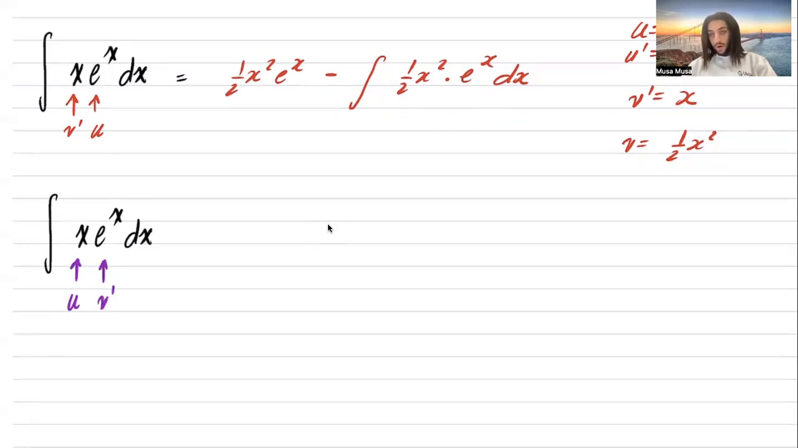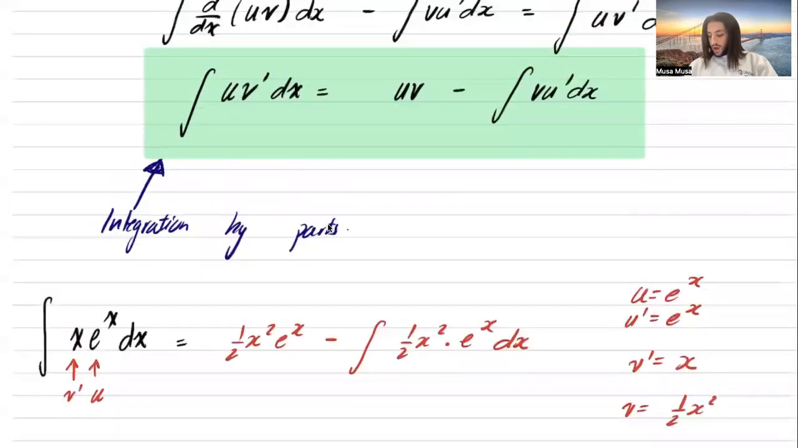So again, we need to find the other ones. We need to find u dash. So if u equals x, u dash equals just 1. And then v dash equals e to the x. That means v just equals, well, the integral of e to the x is just e to the x. Perfect. So now if we go back to our rule, we can say that this thing here should equal u times v, so x times e to the x, minus the integral of v u dash. So v is e to the x, u dash is just 1. Perfect.